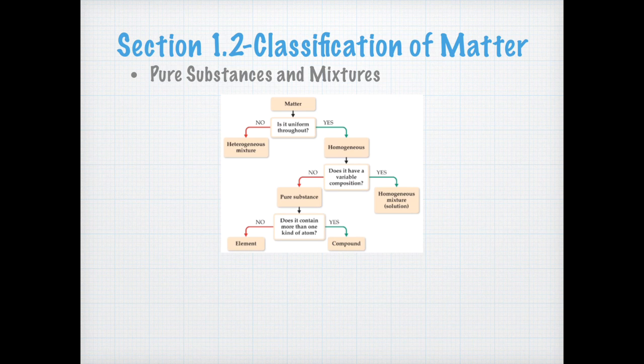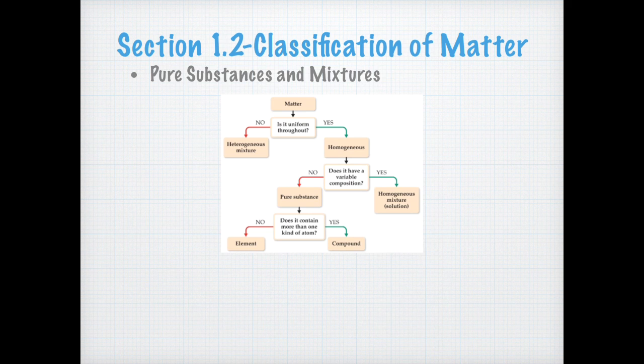So if the matter that you have is not the same throughout, then you have what is called a heterogeneous mixture. So for example, if you have a solution that has solid particles at the bottom, like a salt solution that has salt on the bottom, that's going to be a heterogeneous mixture because it's not the same throughout. But if it is the same throughout, for example, a salt water solution that doesn't have anything on the bottom, then you have what is called a homogeneous mixture.